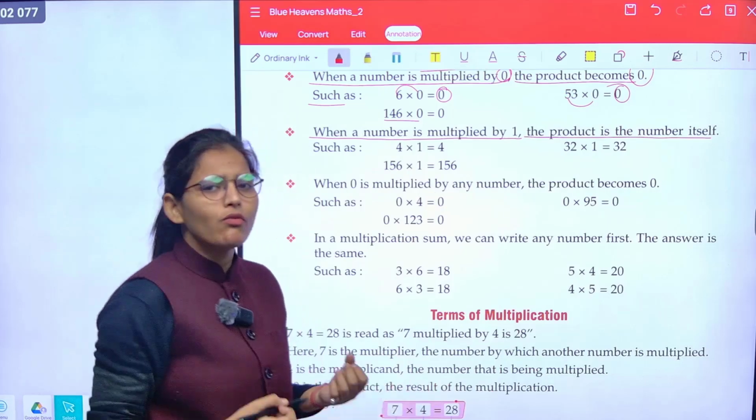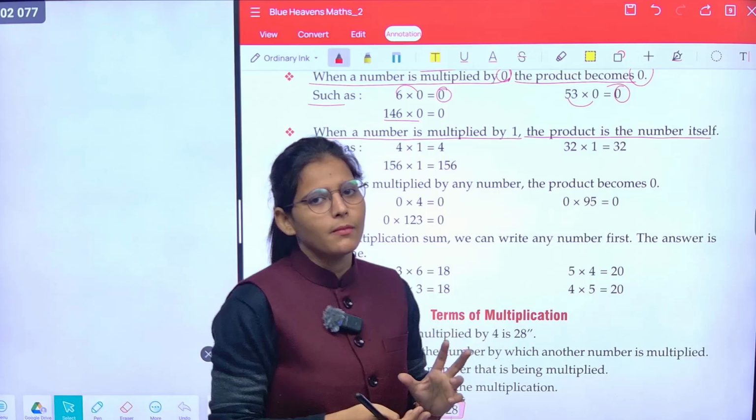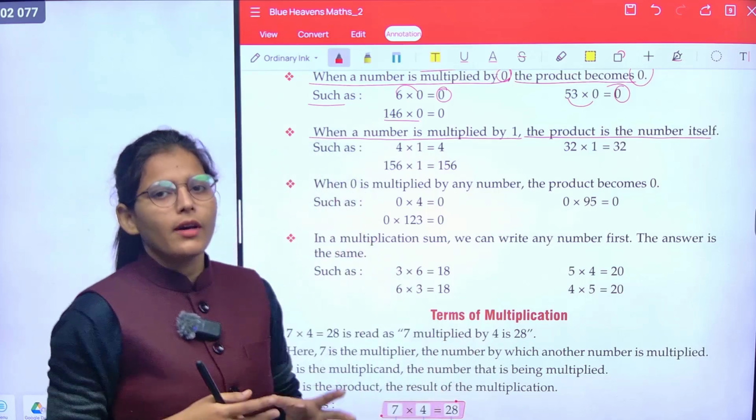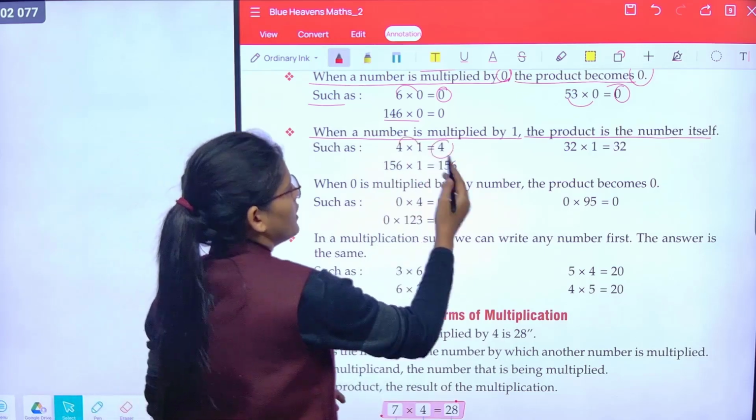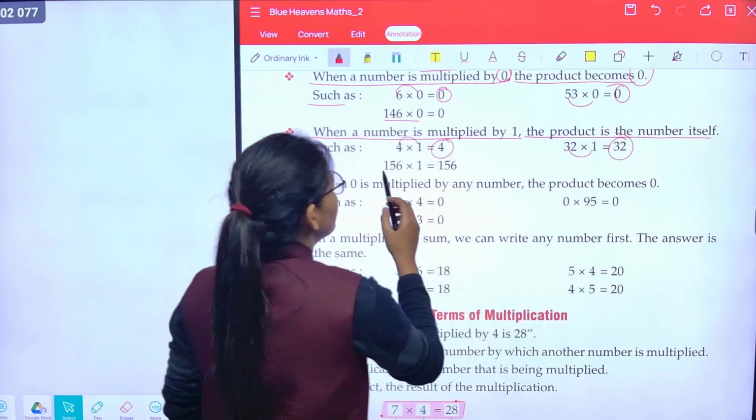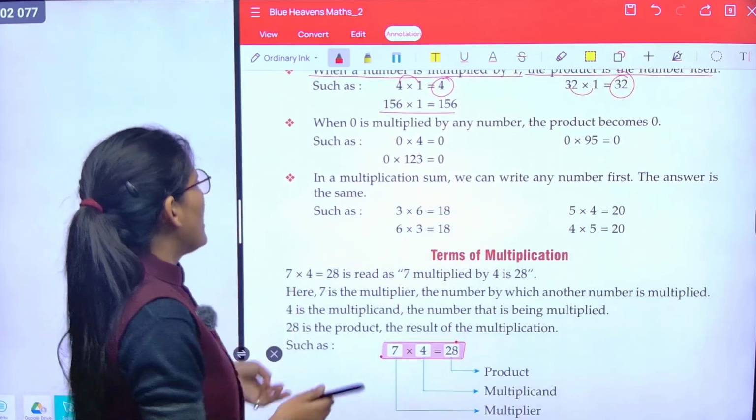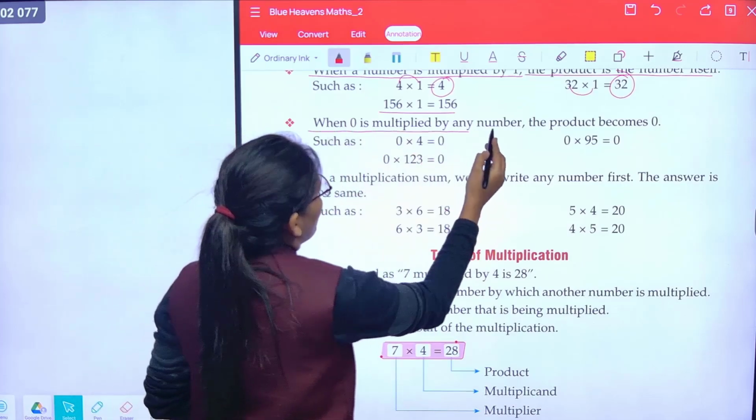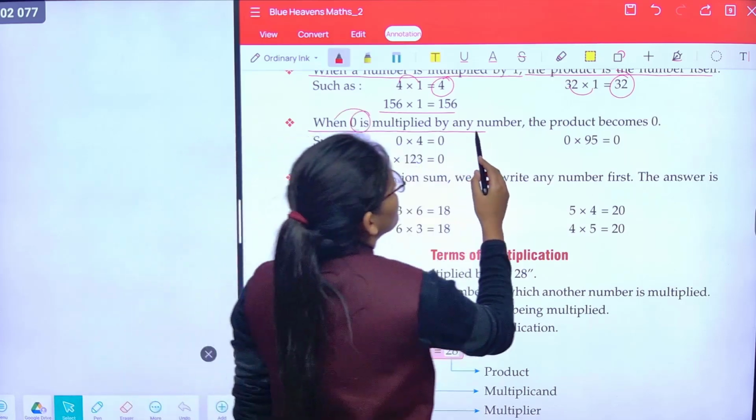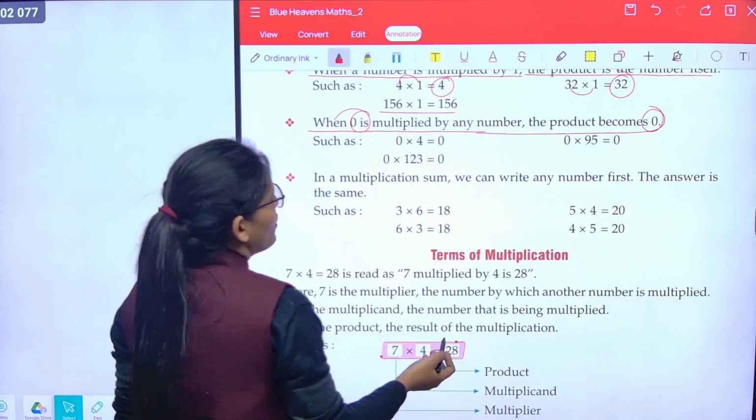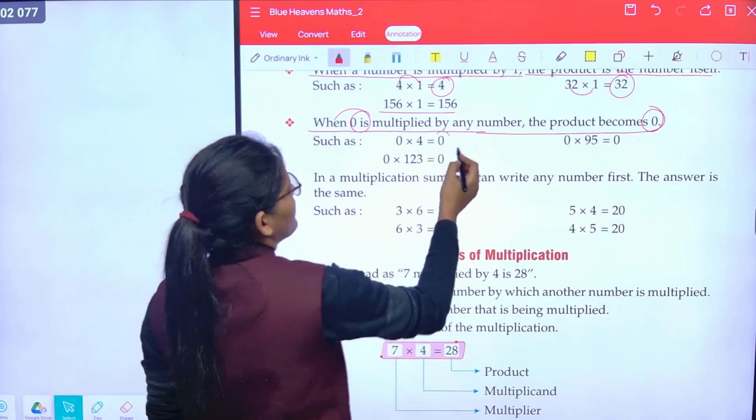Now, when a number is multiplied by 1, the product is the number itself. When we multiply any number by 1, the product will be the number itself. 4 multiplied by 1 is 4, 32 multiplied by 1 is 32, 156 multiplied by 1 is 156. Now, when 0 is multiplied by any number, the product becomes 0. Whether we multiply a number by 0 or 0 by a number, what will our product always be? 0.